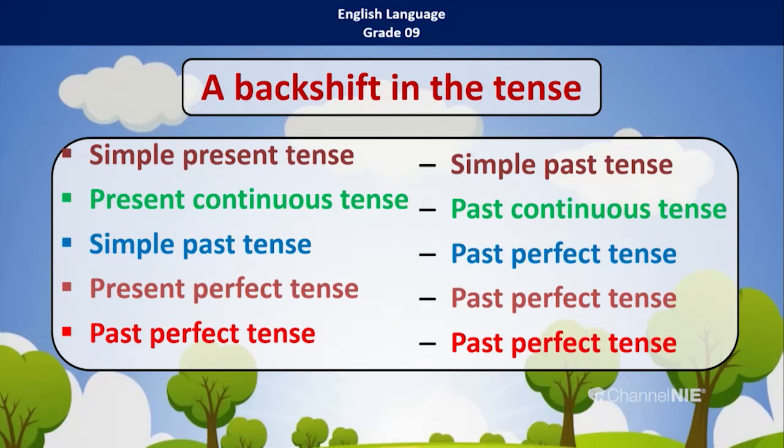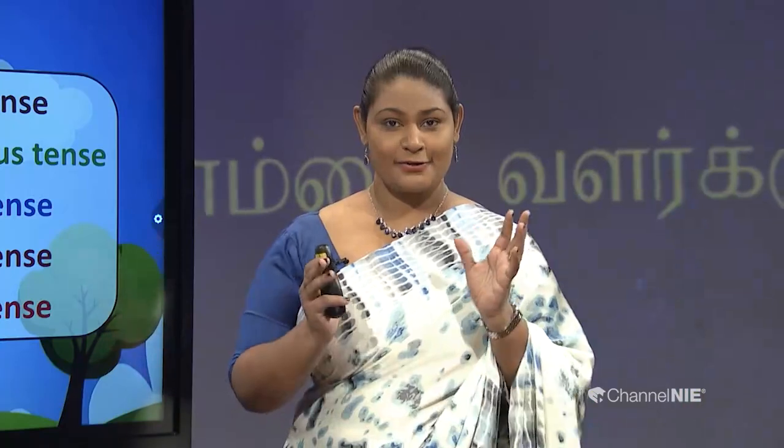These are the changes in the tenses. How does it go, Ms. Niranji? Shall I read them for our children? Yes, please. Simple present tense in direct speech becomes simple past tense in indirect speech. Present continuous tense becomes past continuous tense. Simple past tense becomes past perfect tense. Present perfect tense becomes past perfect tense. Past perfect tense does not change. So past perfect tense remains the same.